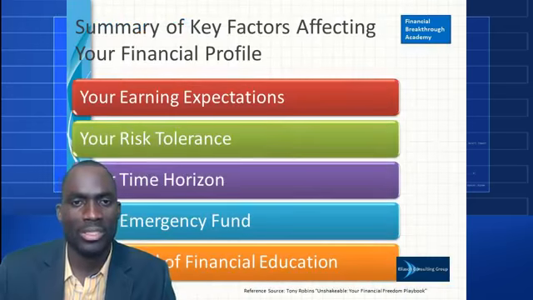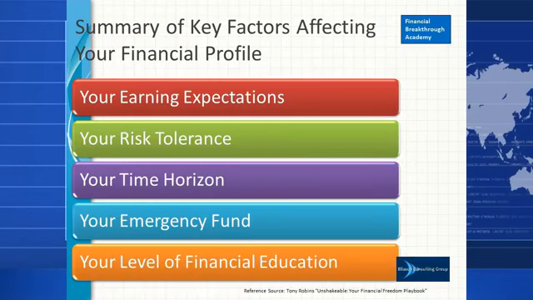And let me give a quick summary of these five main key factors. I mean, there are several of them. I just narrowed them down to five to give us some quick highlights of what we can understand as financial key factors. So I talked about your earning expectation is a key factor. How much you expect to earn from a specific investment is an important factor. Your risk tolerance is an important factor.